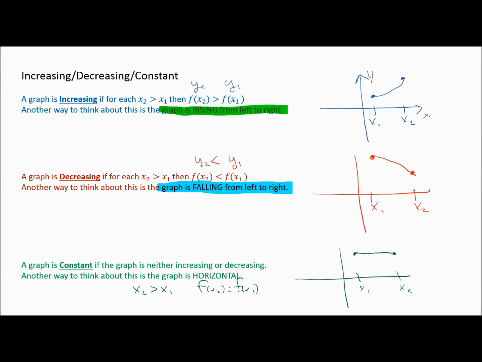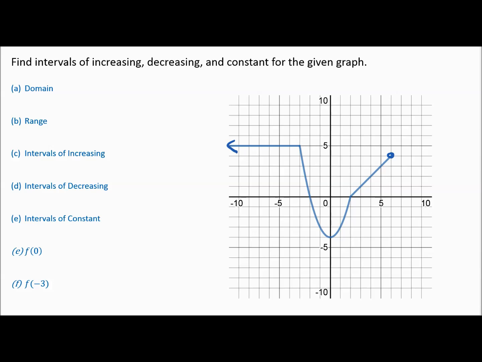Now, essentially what this really means is the graph is horizontal, and if you look at this graph, that's horizontal. So that's what constant means. So increasing means it's rising from left to right, decreasing means it's falling from left to right, and then constant means it's completely horizontal, no incline whatsoever. Okay? So for our problem here, what I want to do is find intervals of increasing, decreasing, and constant for the given graph.